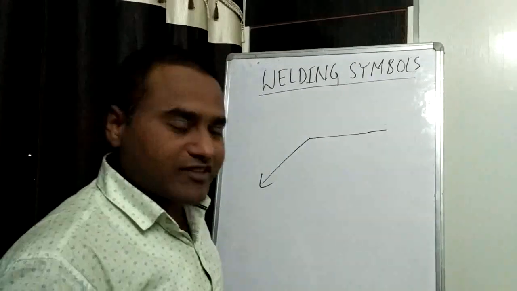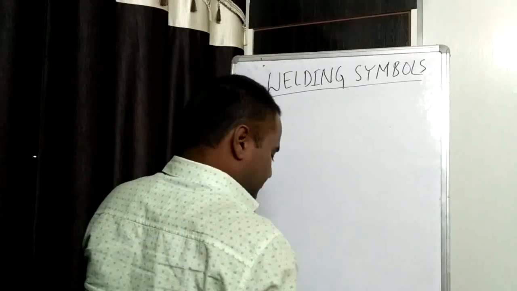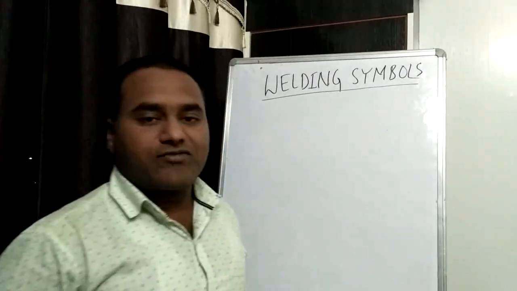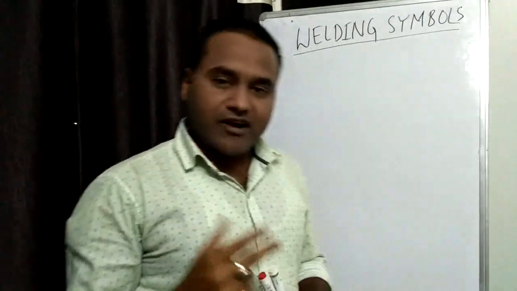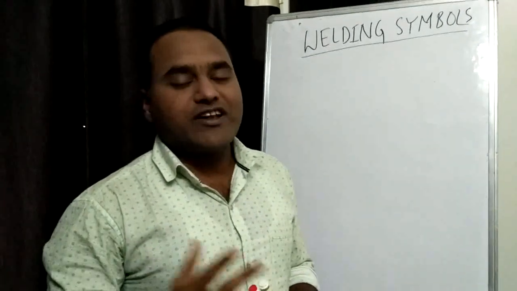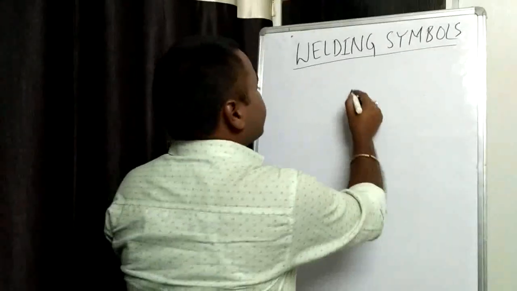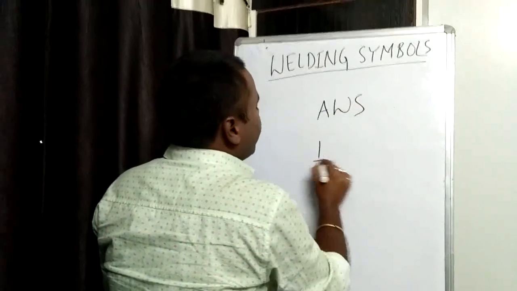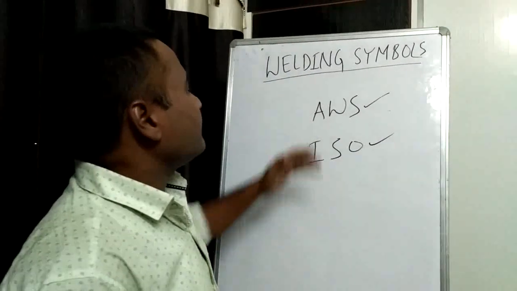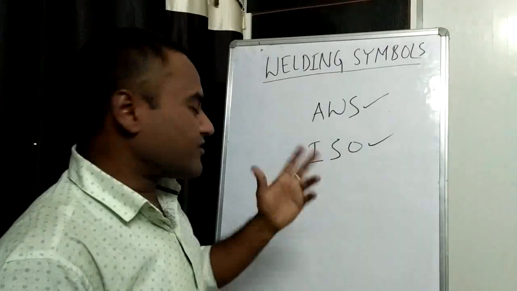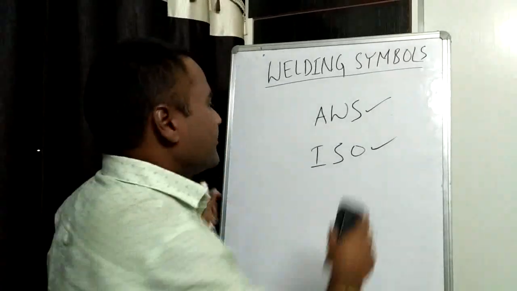Now we'll come back to the reference line once again. Before explaining this reference line, let me tell you that we have two very standard, two very popular standards. One is American Welding Society, AWS, and second one is ISO. Both these systems provide welding symbols, and there are slight differences in the symbols. I'll explain what the differences are and how they designate.